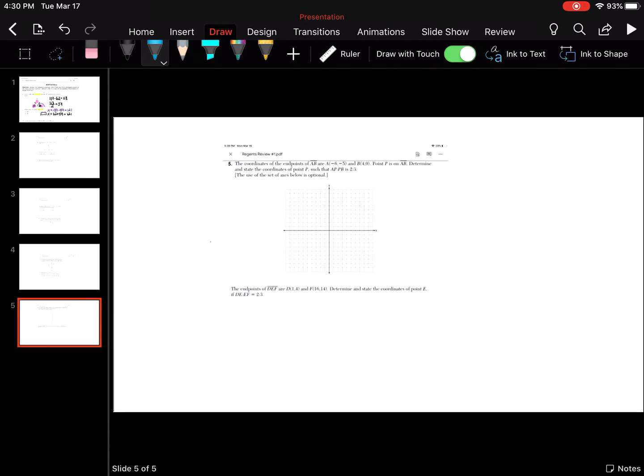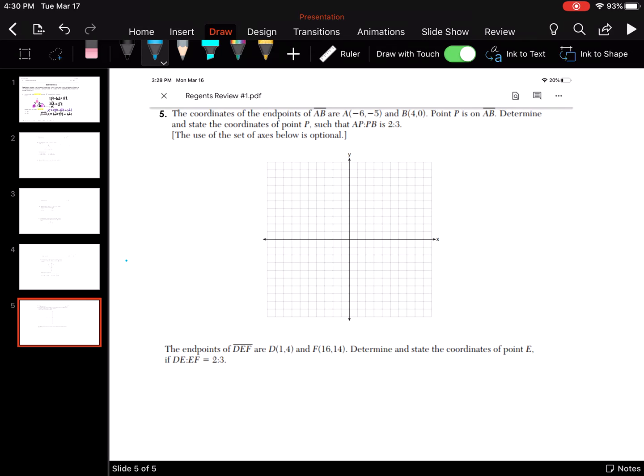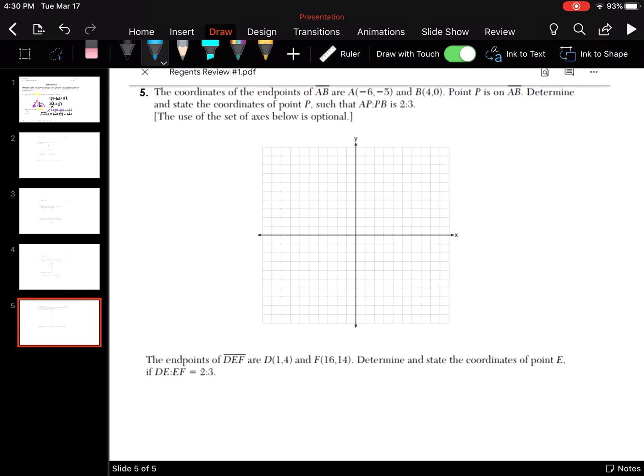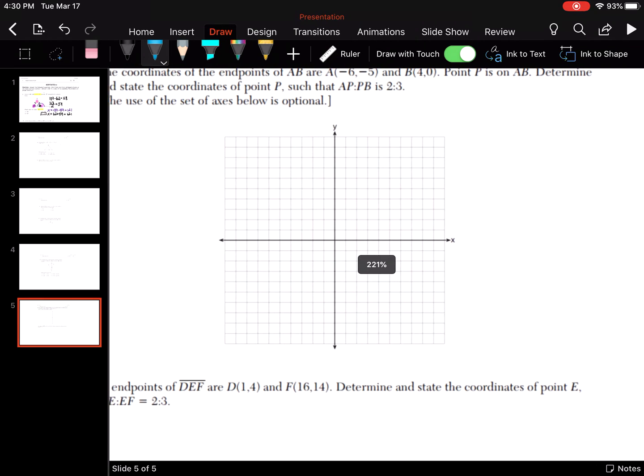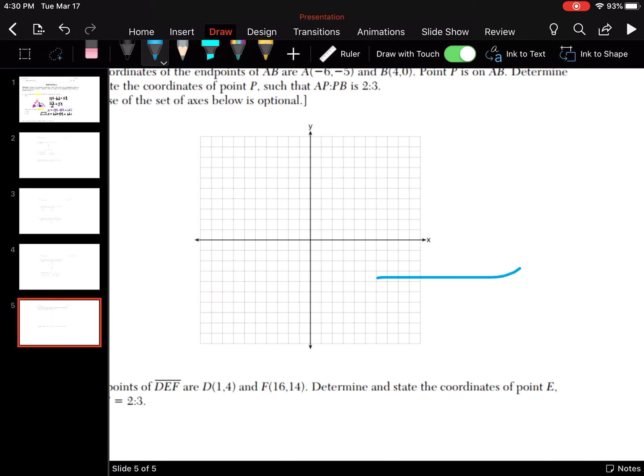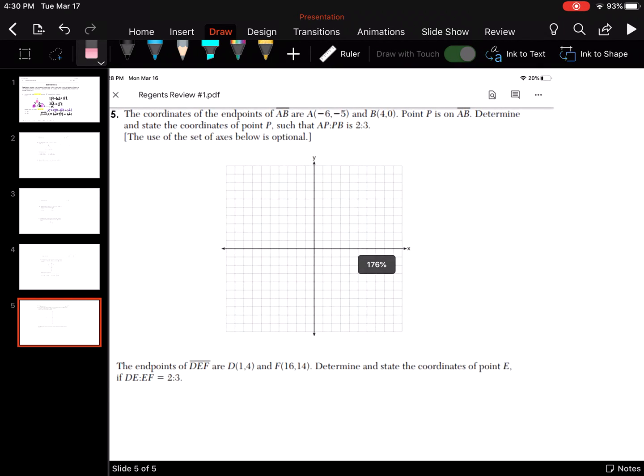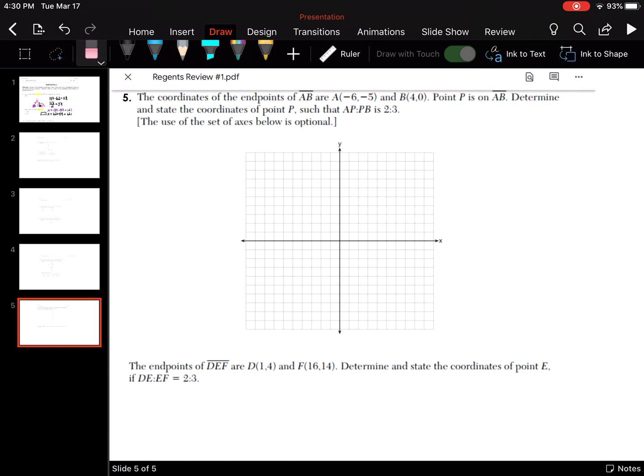Okay, number 5, the last one here. It gives you 2 points, so if you want to graph them, you can graph them. I'll make this a little bit bigger. I'll do it algebraically as well. Actually, I should say arithmetically because we don't use any letters, so it wouldn't be algebra. Okay, so we'll do it graphically first.